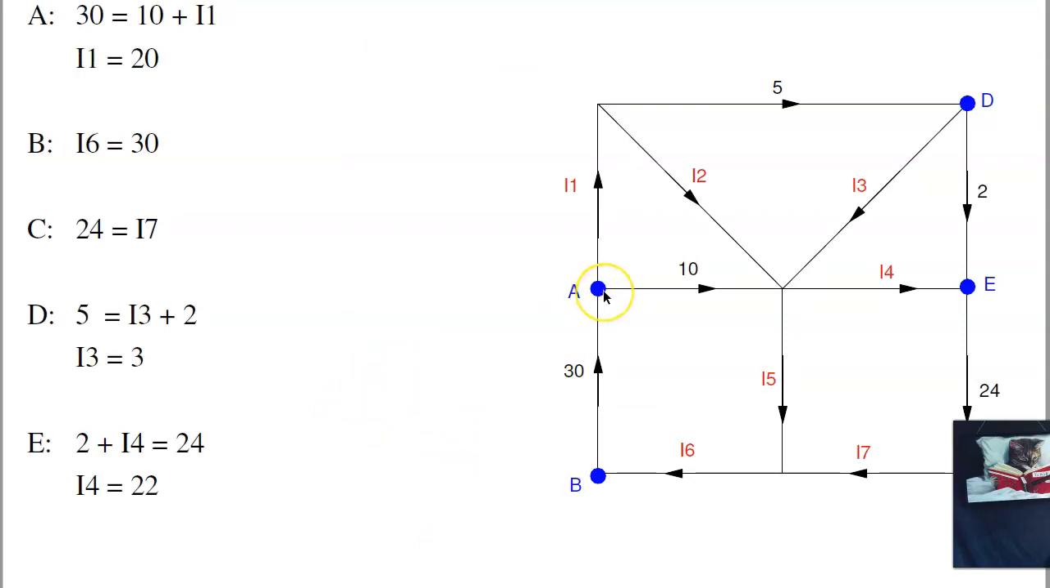If I take this node at point A, I have I1 plus 10 minus 30 equals 0. Or if I do current in equals current out, 30 equals I1 plus 10 says that I1 is 20. At node B, current in equals current out, I6 equals 30. At node C, 24 equals I7. Node D, 5 is I3 plus 2, so I3 is 3. And node E, current in equals current out, I4 plus 2 equals 24. I4 is 22.